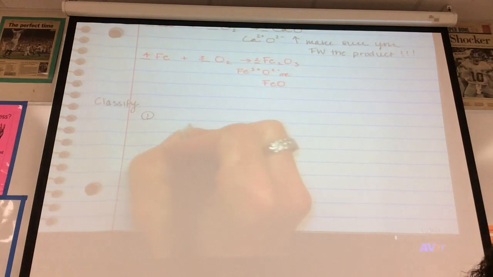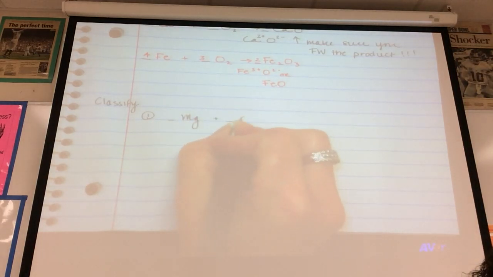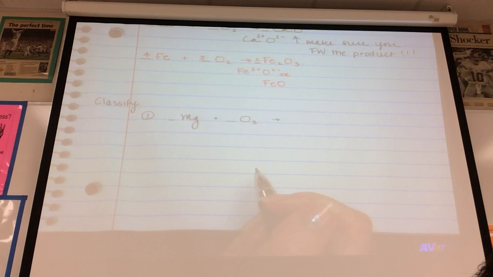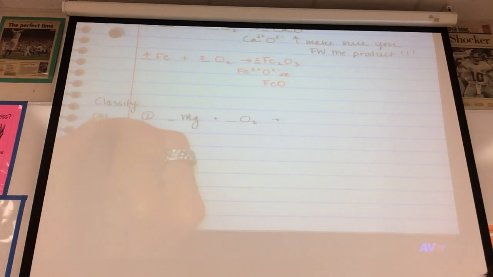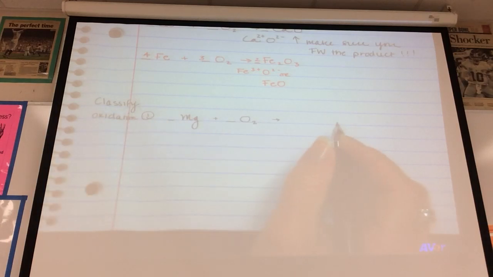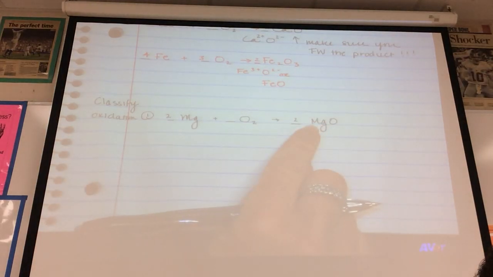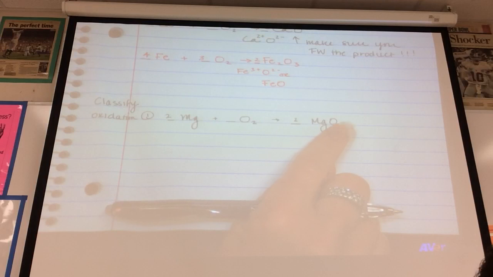In this first one, we've got magnesium reacting with oxygen gas. We know this is an oxidation reaction. How do we predict the products? Put them together and formulate. Magnesium oxide, balanced. Is it clear how we got the product? You understand why there's no coefficient of 2? I'm sorry, no subscript of 2. There is a coefficient of 2. You understand why there's no subscript of 2?